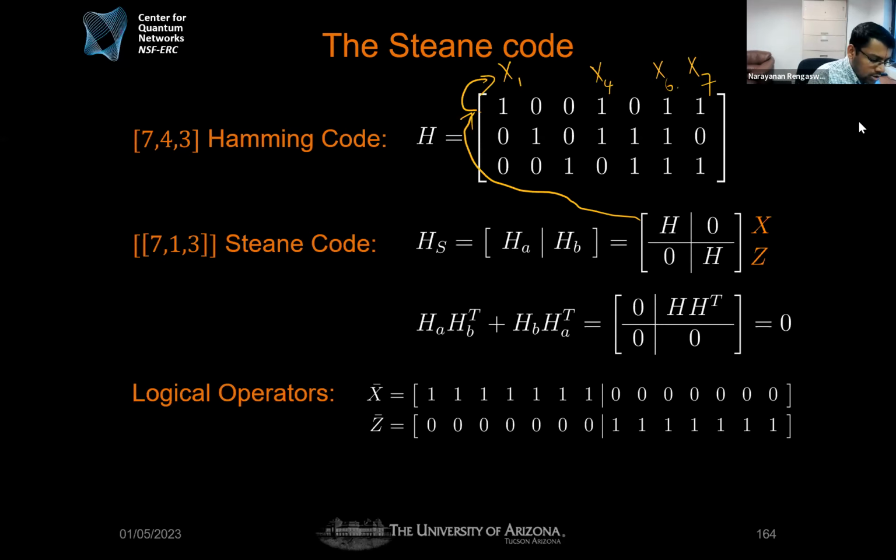And so this is why it's nice to have this binary representation, because you can borrow from classical codes and build quantum codes. And similarly, the logical operators for this code, you can verify that these are given by these two vectors. And these will satisfy all the conditions that we saw before.